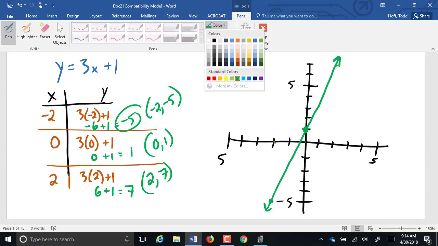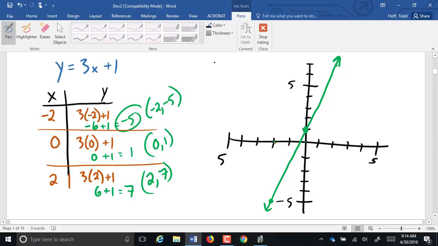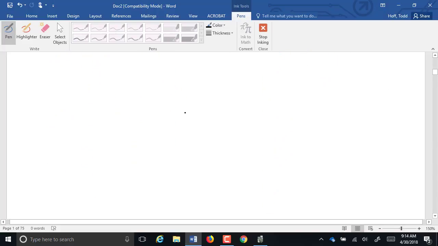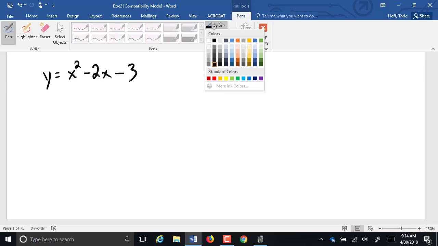Not always quite that simple. We might have y = x² minus x minus 2. Actually, let's make it a little simpler to graph. Minus 2x minus 3. That'll be a little simpler.